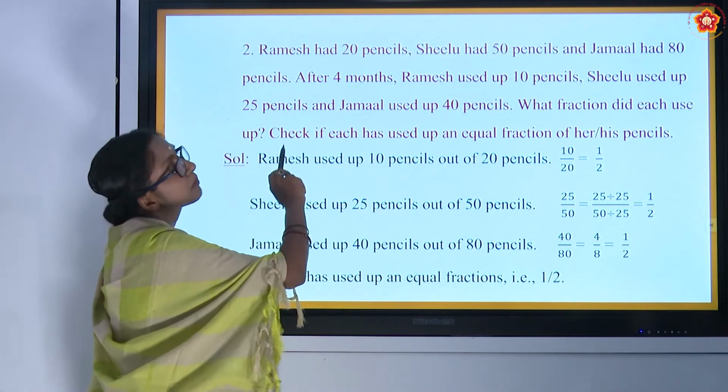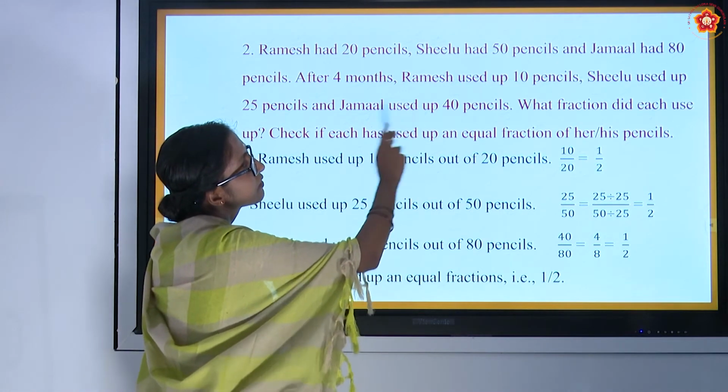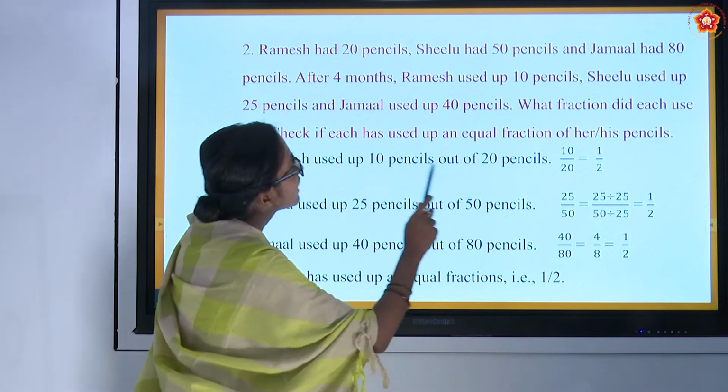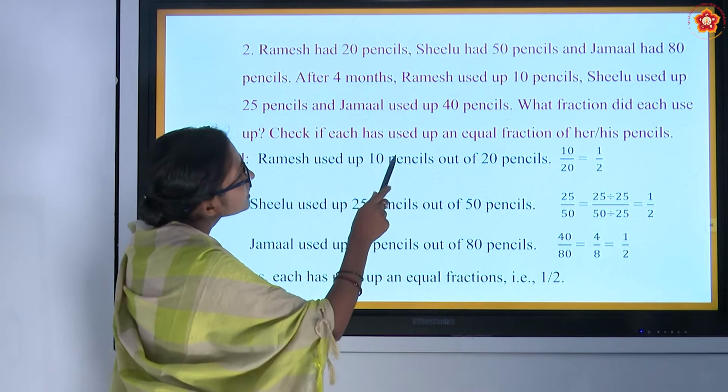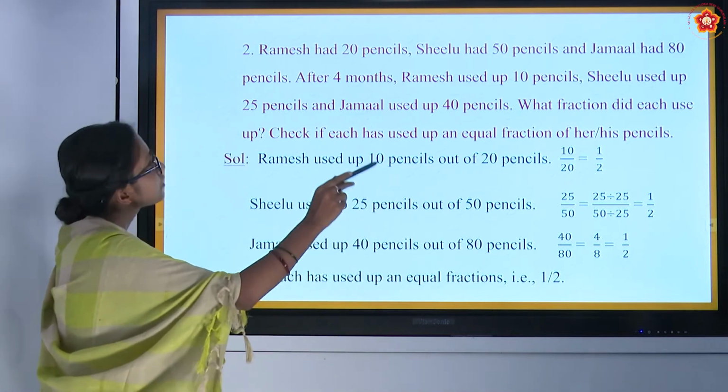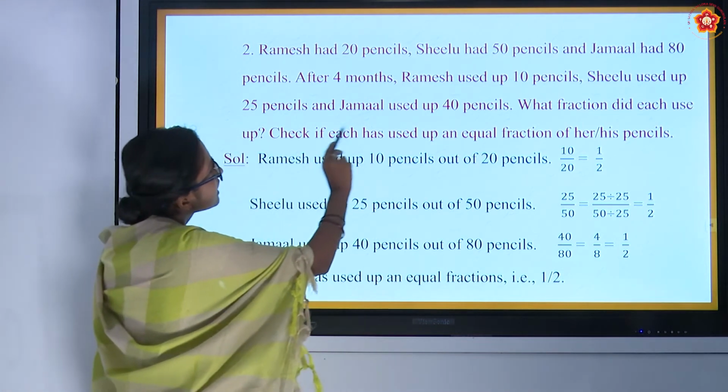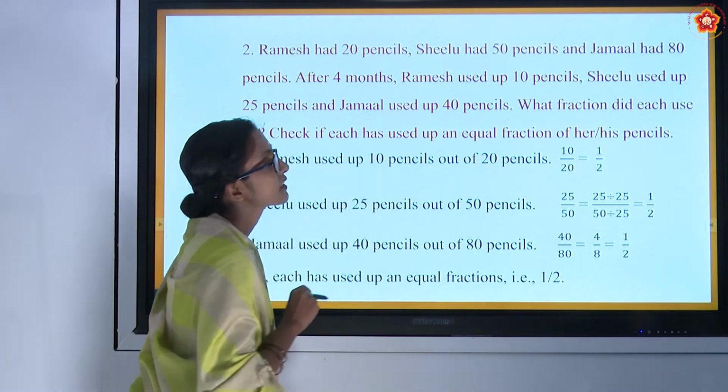Ramesh had 20 pencils, Sheelu had 50 pencils and Jamal had 80 pencils. After 4 months, Ramesh used up 10 pencils, Sheelu used up 25 pencils and Jamal used up 40 pencils.